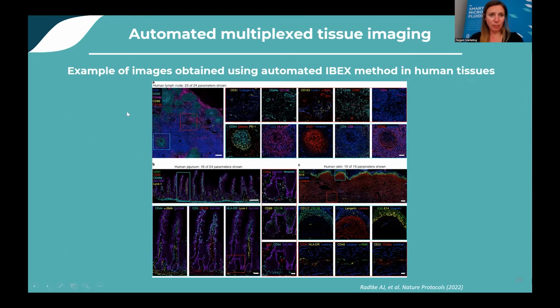So these are examples of images that have been obtained using this approach. We can see here the different zones and cell compartments of a human lymph node. Here we see the structure and the localization of proteins that form the small intestine or human skin. And so they were able to image more than 20 proteins successfully and automatically here.